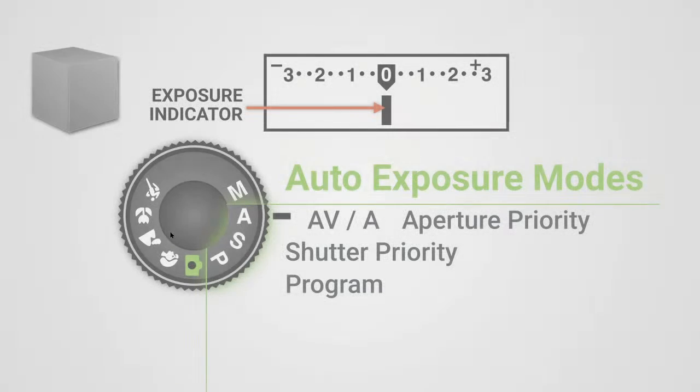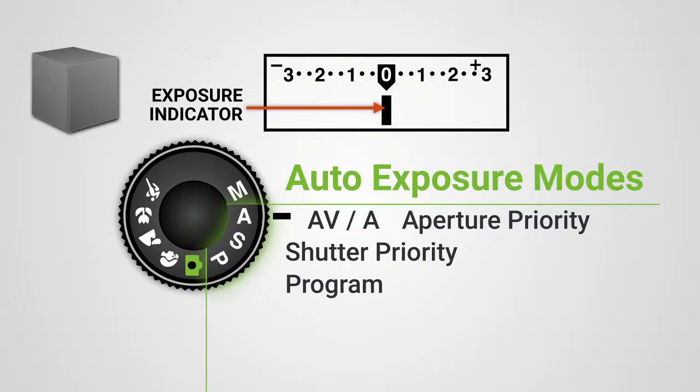Now, we talked about all these three modes, which are the most useful modes. Leaving out the program mode, you have the shutter priority mode and aperture priority. Now, the last one is the manual mode, which I'll talk about later.